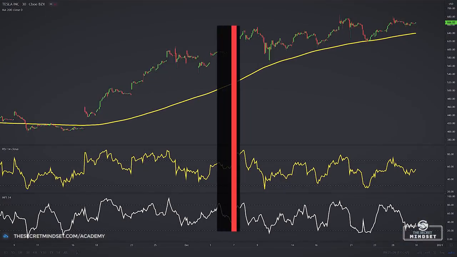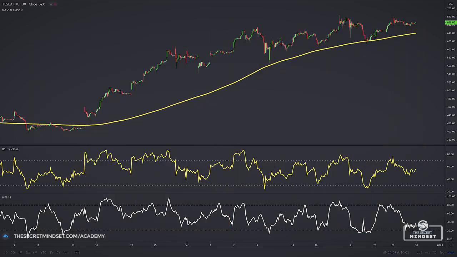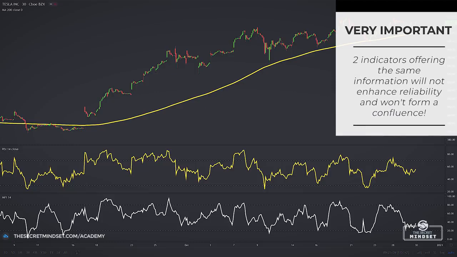Now, very important, when applying the concept of confluence, strongly correlated factors cannot be combined. For example, indicators that measure something similar, the RSI, the money flow index, or the stochastic, cannot be combined to establish confluence, since they are all oscillators. An oscillator could be combined with other technical analysis factors, like horizontal support for example, but combining a bunch of oscillators or other strongly correlated factors will not enhance reliability.